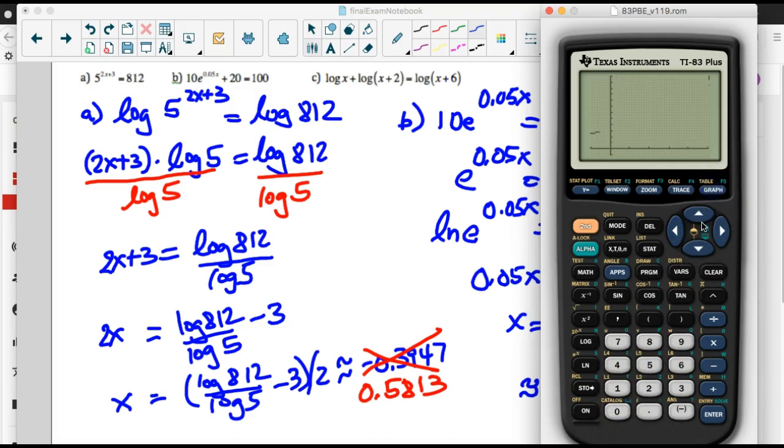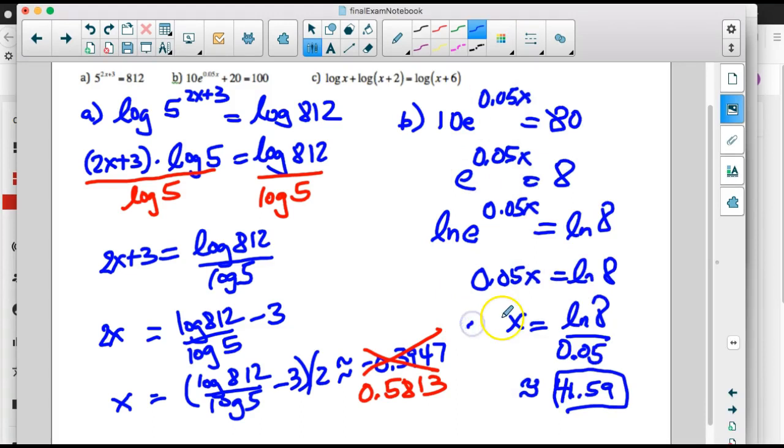So push graph. Okay, there's my first left-hand curve, and then I should get 100 just going straight across. I do. So there's my answer, and hopefully that's right around 41, because that's what it's supposed to be. And I go to intersect, hit enter, enter, enter, and then move my cursor over so it's close to the intersection when it asks for guess. And I push enter one more time, and it says 41.59, which is what we had. So it verifies my answer. Okay, so that's how we do those.